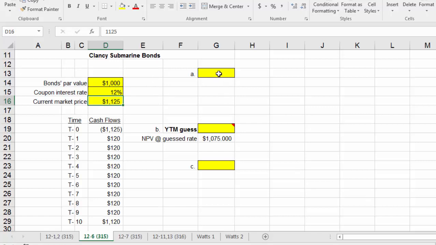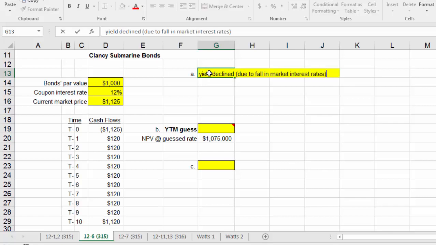Remember that inverse relationship. So interest rates have gone down, and that means we're going to discount it at a lower interest rate. It's going to be priced according to current interest rates. So I'm going to say the yield has gone down. Yield declined due to fall in market interest rates. I'm being a little more detailed than you maybe need to be, but I want to explain why.